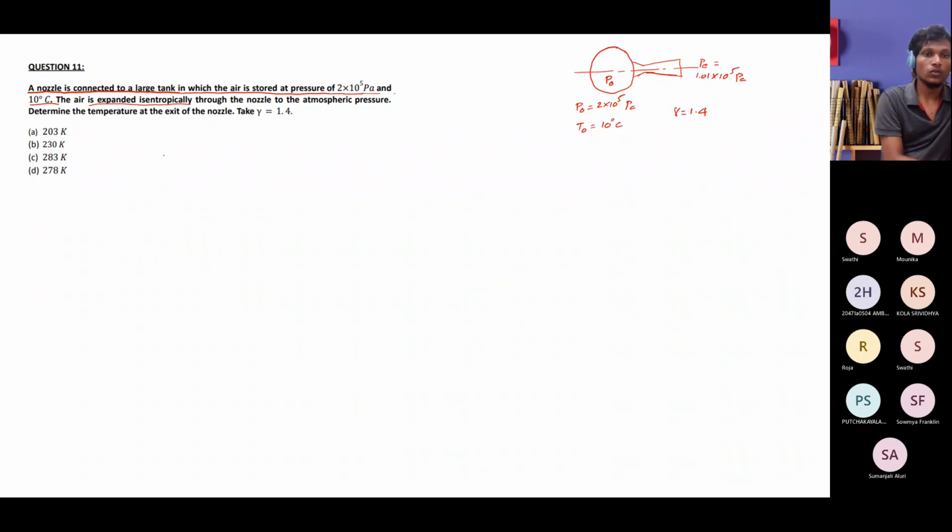So for that, we can use, say, ME as the Mach number at the exit of the nozzle. And if we use the isentropic relations, note that the temperature given is 10 degrees Celsius. We have to transform that to Kelvin, that is 283 Kelvin.